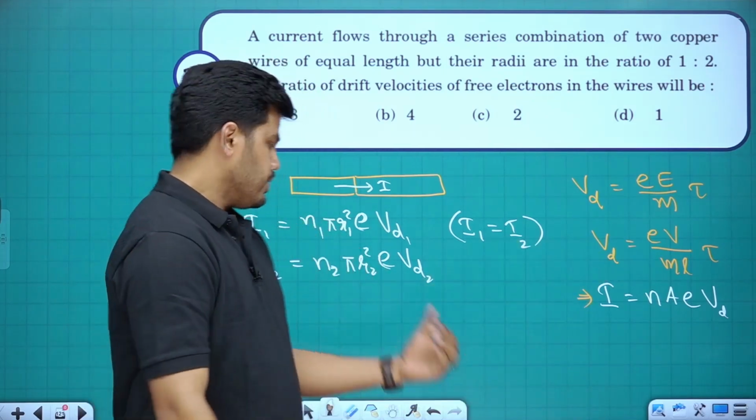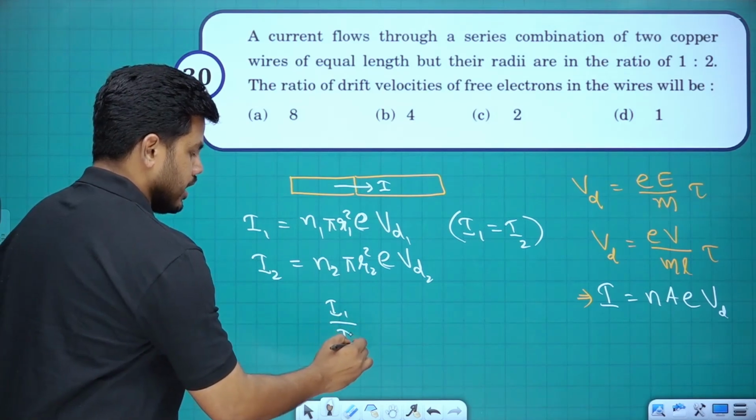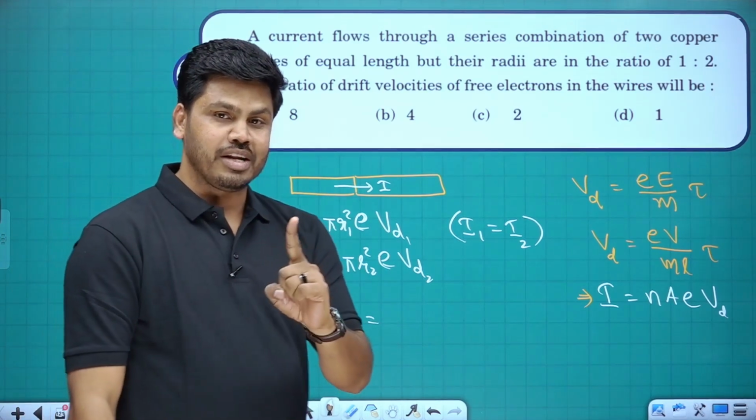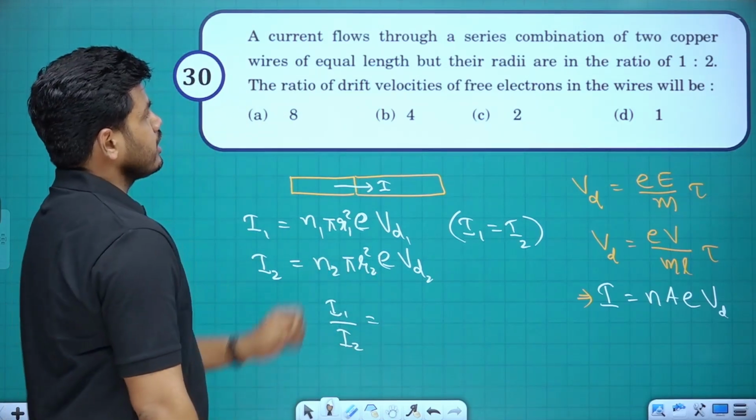Same current will flow through them. If you take the ratio I1 by I2, what will you get? I1 by I2 is equal to 1 only, right? Because I1 is equal to I2. Okay, then N1 and N2, look at that.